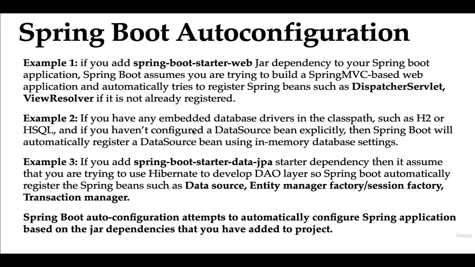Next, one more example: let's say we add the Spring Boot Starter Data JPA dependency to our project. Then Spring Boot automatically configures the Hibernate related Spring beans such as data source, session factory, and transaction manager. So this is awesome, right? We just have to add the starter dependency to our project, and Spring Boot will take care of automatically configuring the related Spring beans. Spring Boot auto configuration attempts to automatically configure the Spring application based on the jar dependencies that you have added to the project. So this is how the Spring Boot auto configuration works.